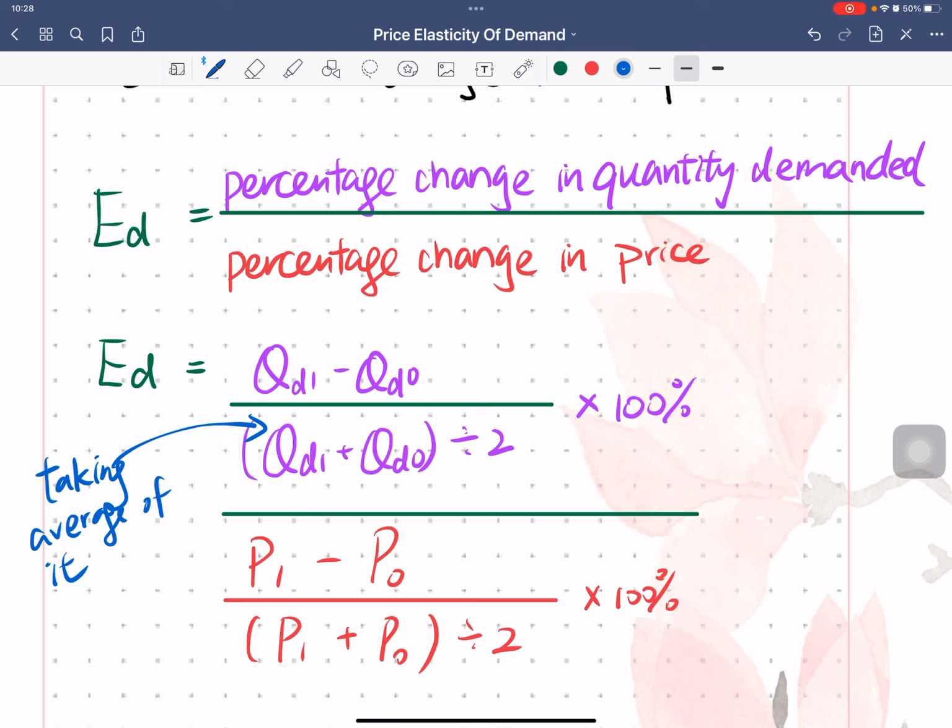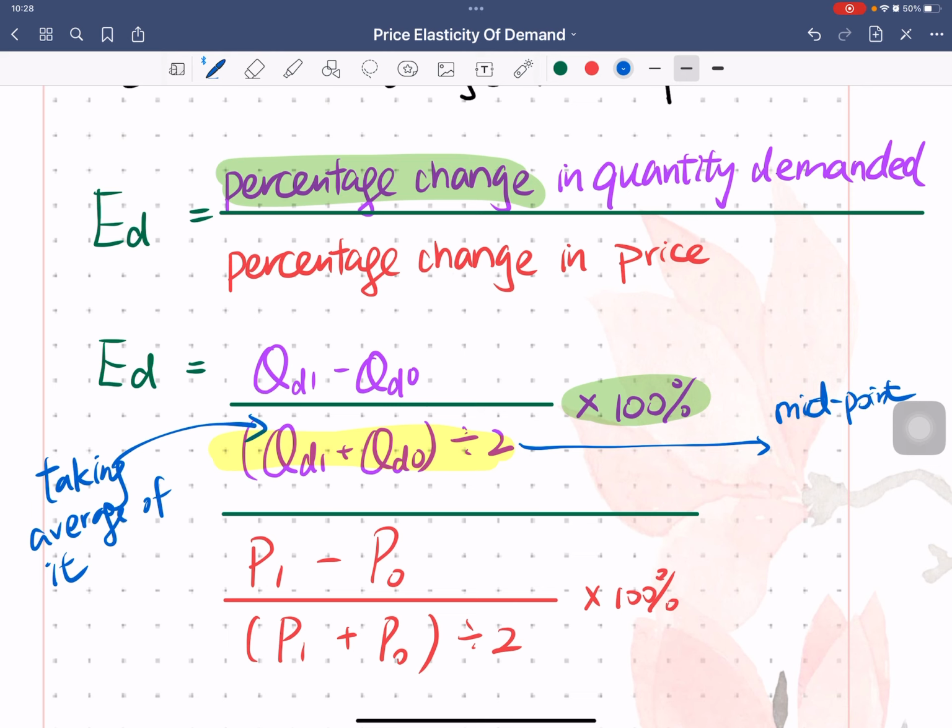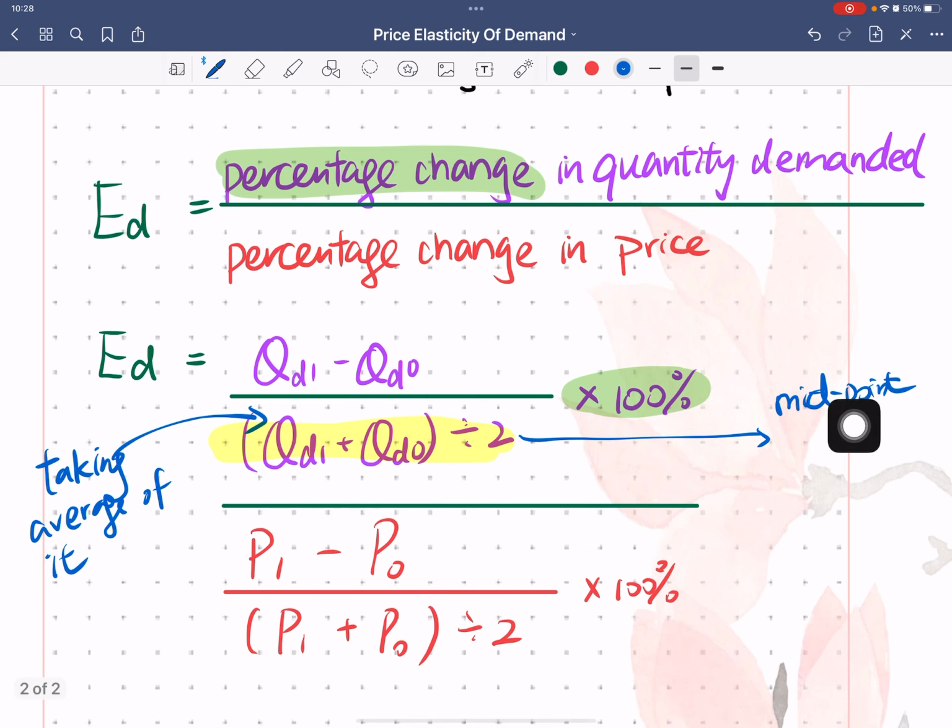We take the average of the new quantity demanded and the old quantity demanded, and then we times it by 100%. This 100% corresponds to the percentage change, and the average adjusts for the midpoint concept of this midpoint approach. Alright, so let's go to the next part.